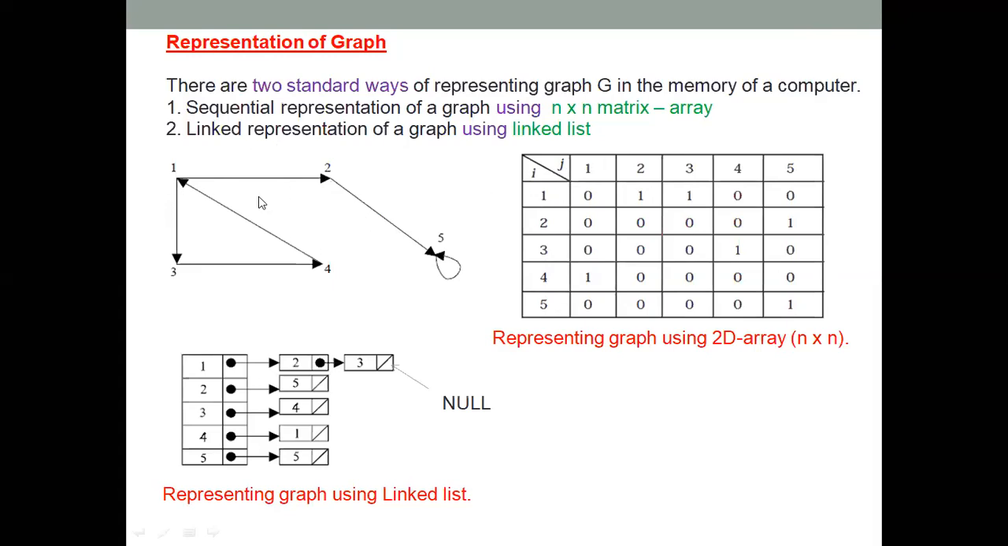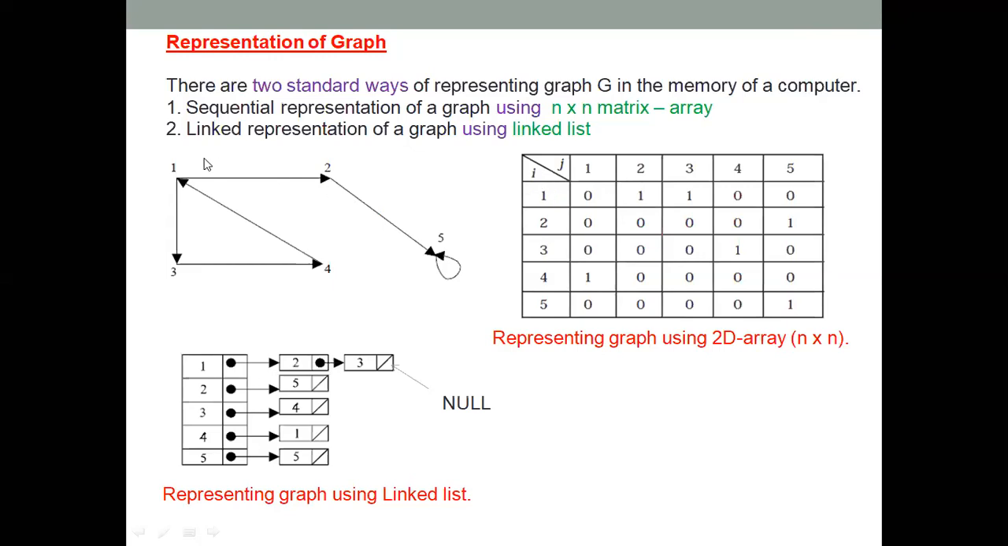From 1 to 1, there is no arrow pointing. Okay, so 0 is here. From 1 to 2, the arrow is pointing here. From 1 to 2, the arrow is pointing, so you put 1. If the arrow is pointing, put 1.